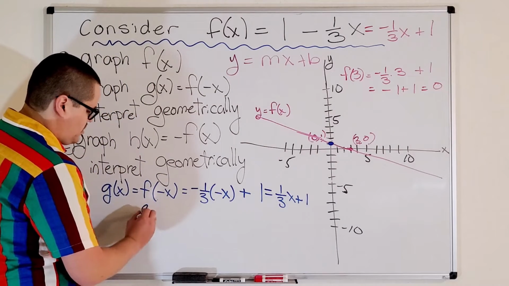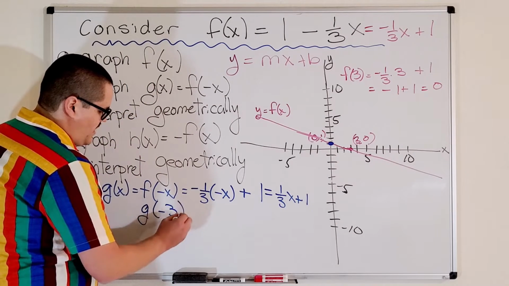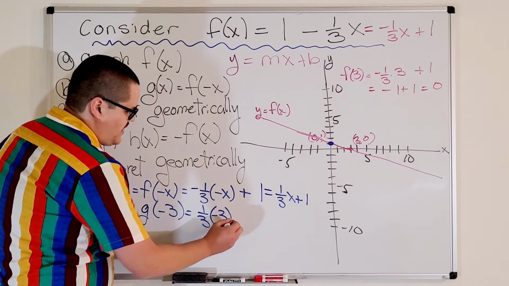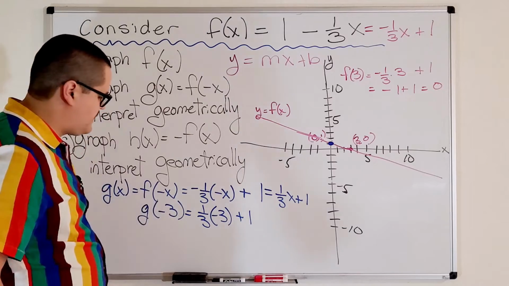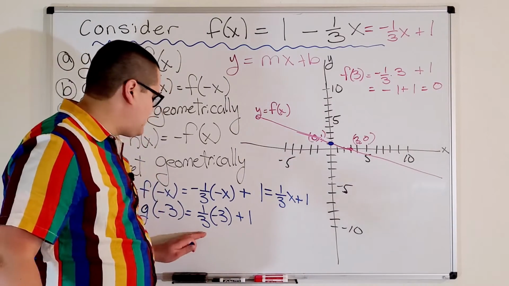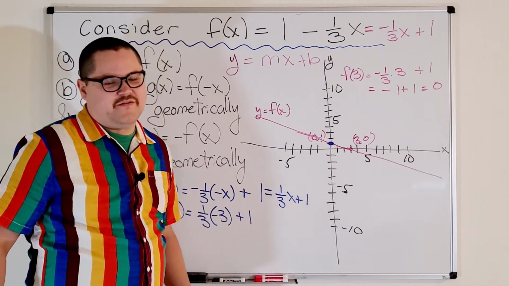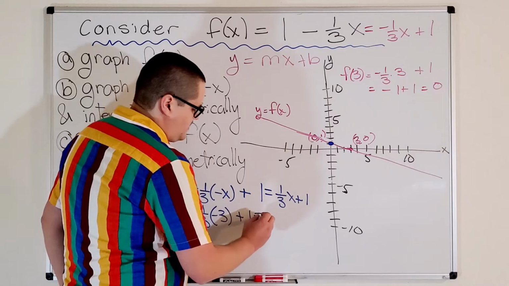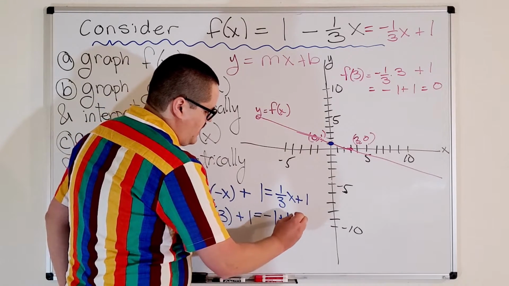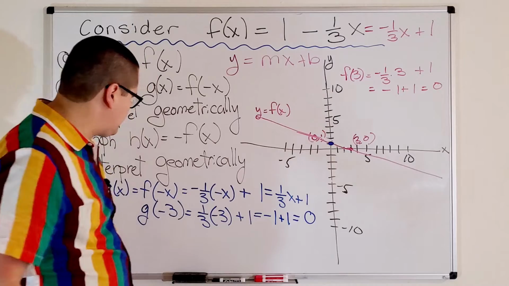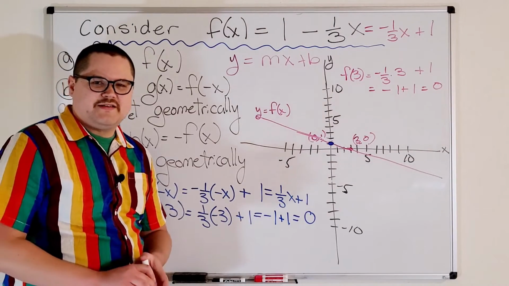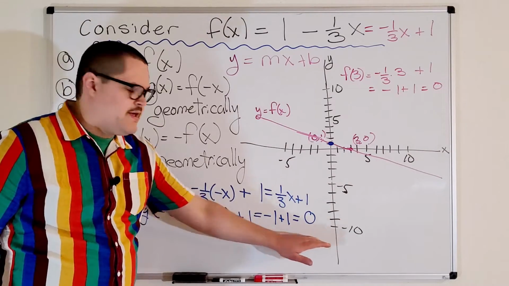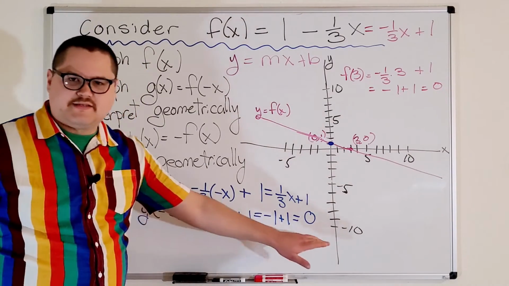Okay, so g of negative 3 is 1/3 times negative 3 plus 1. So what's 1/3 times negative 3? Well, if you answered negative 1, good for you. You got it correct. So this is negative 1 plus 1, aka 0. So what point is on the graph? Well, we plugged in negative 3 and we get 0. That means the point negative 3, 0 is on the graph.